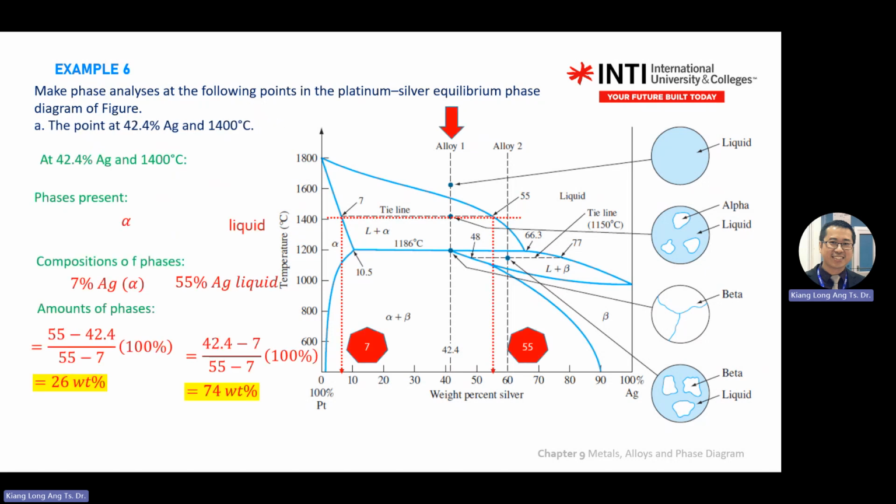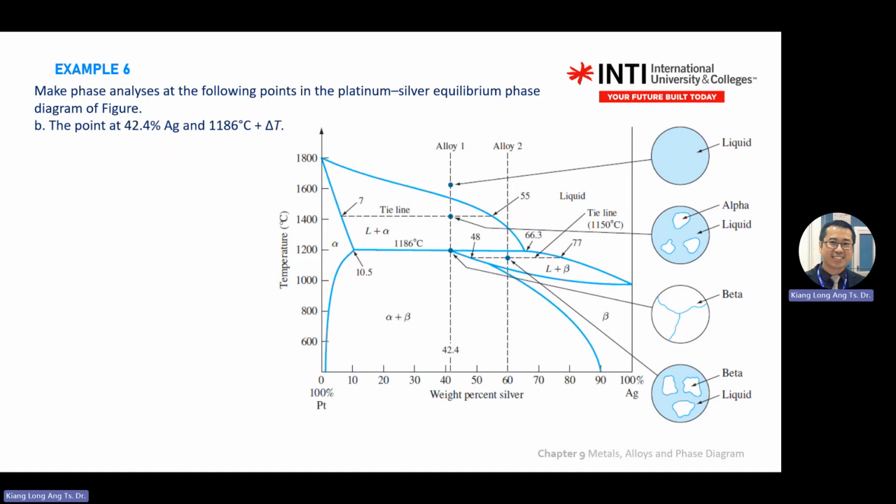So if you understand this one, you look at B, you look at the procedure rather than the numbers. If you understand, it's okay. Now, B is 42.4%, 1187 plus delta T, meaning above the important temperature. In this case, it can be peritectic. It can be eutectic. You need to read the diagram. In this case, you are at alpha plus liquid, and you are seeing beta here. So this is the peritectic temperature.